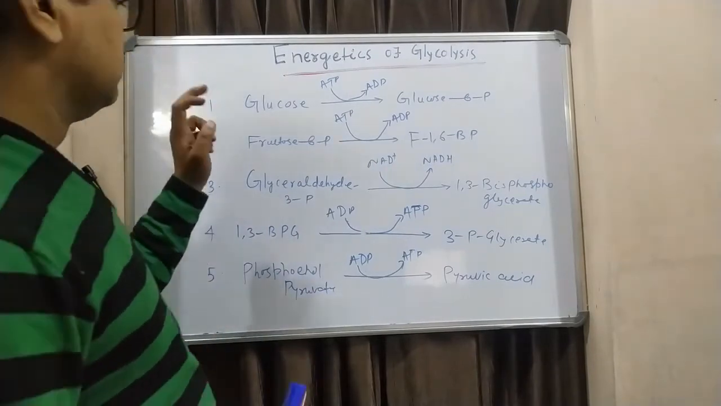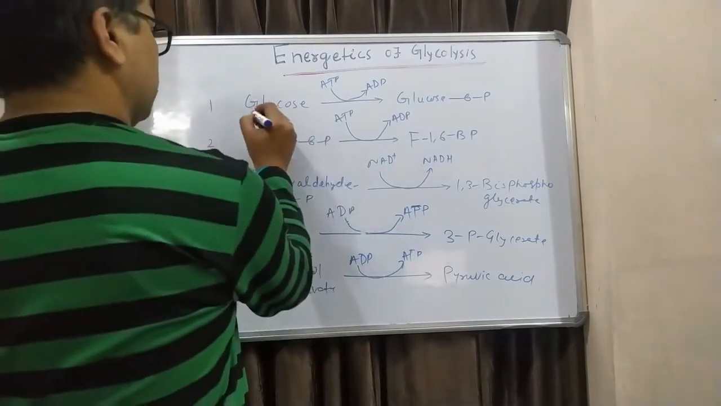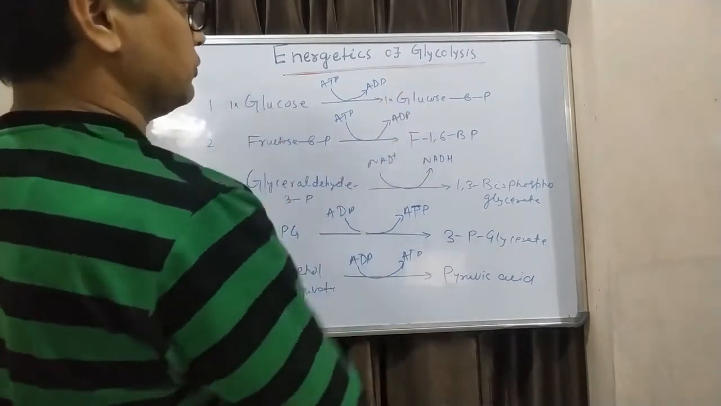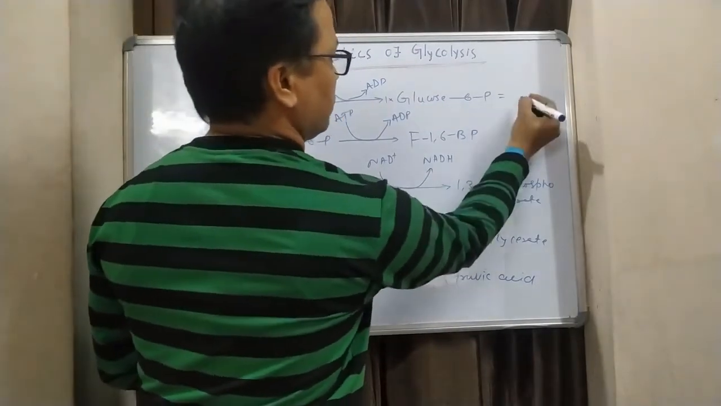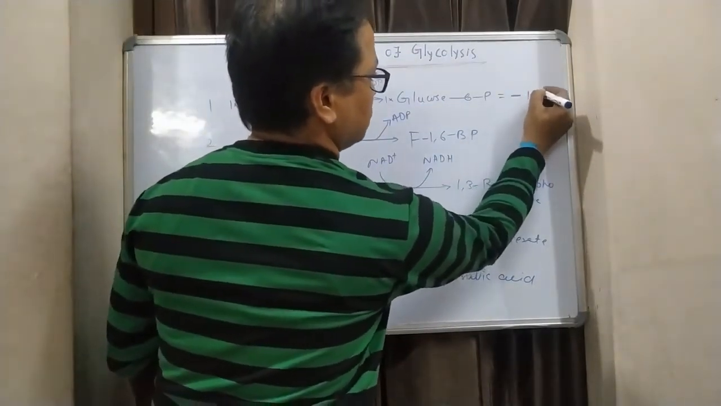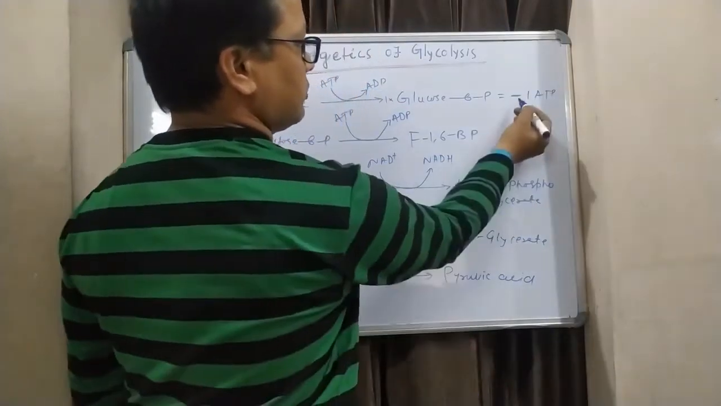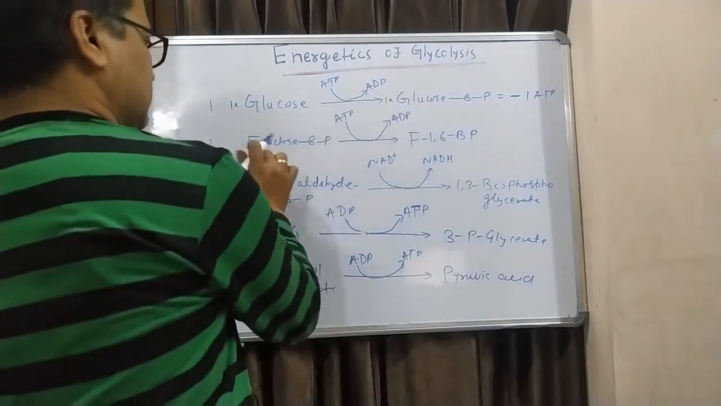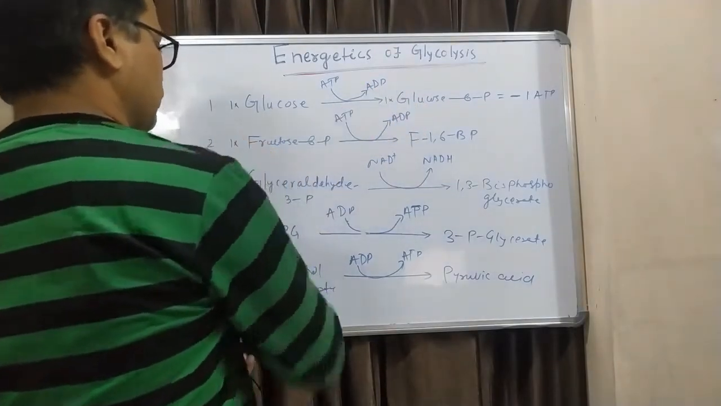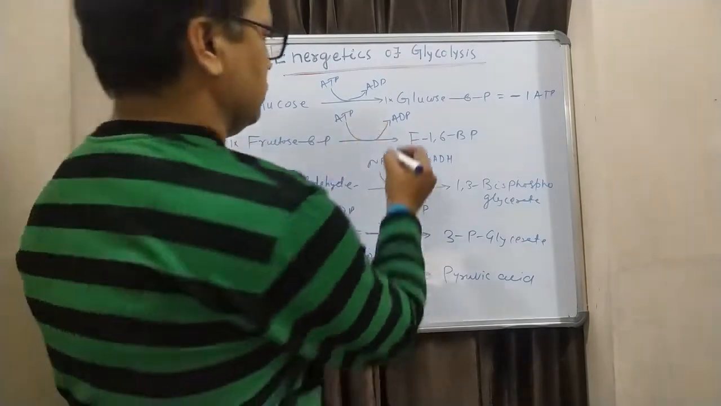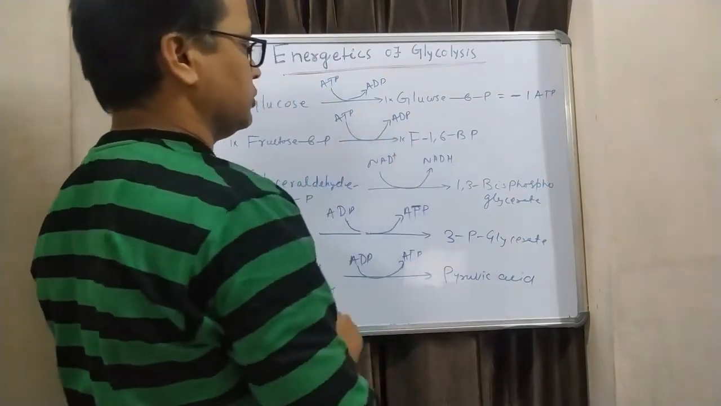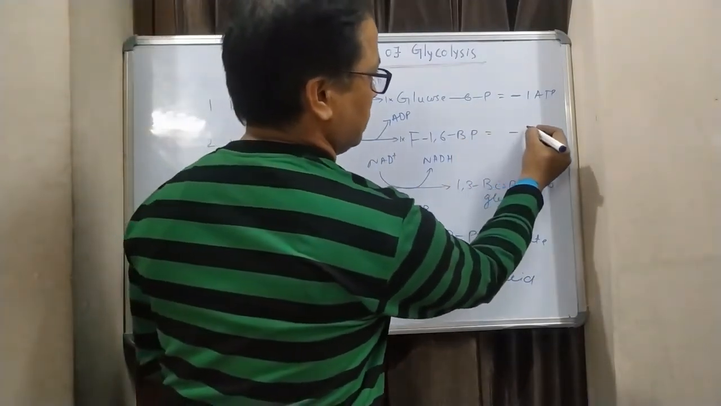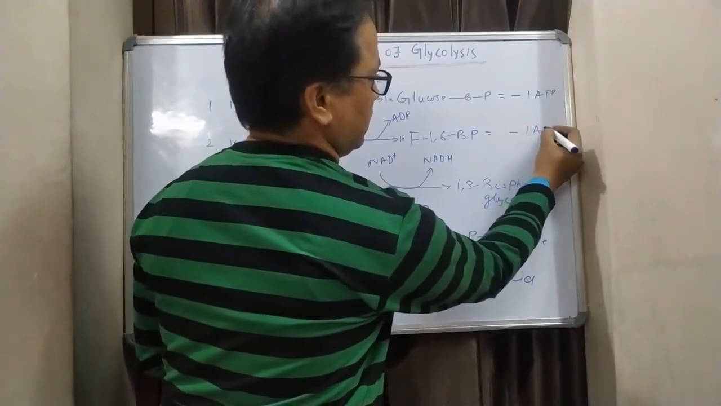In glycolysis we have used 1 molecule of glucose converted to 1 molecule of glucose 6-phosphate. As a result we have utilized 1 ATP, so I put a minus symbol there. In another reaction, 1 molecule of fructose 6-phosphate is converted to 1 molecule of fructose 1,6-bisphosphate. Only 1 ATP was utilized here also, so that was minus 1 ATP.